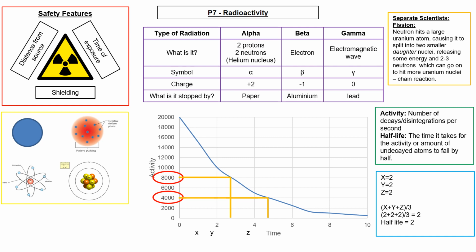For separate scientists, you need to look at fission as well. So a neutron hits a large uranium atom, or plutonium, or whatever, causing it to split into 2 smaller daughter nuclei. This releases some energy and 2 to 3 neutrons, which then go on to hit more uranium nuclei. We call this a chain reaction. Okay, we go from 1 to 3 to 9 to 27, etc.